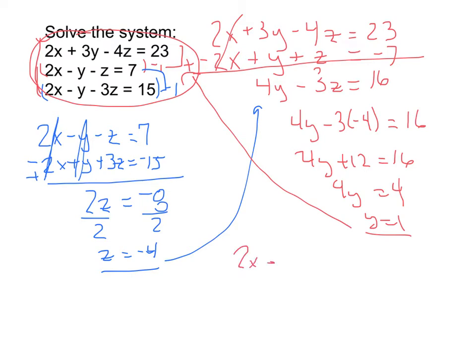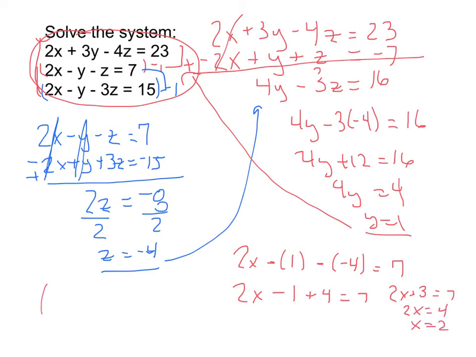Alright, so it's 2x minus 1 minus -4 equals 7. 2x minus 1 plus 4 equals 7. That means 2x plus 3 equals 7. 2x equals 4. x equals 2. So now instead of writing an ordered pair, my solution set is written as an ordered triple. When x is 2, y is 1, z is -4, the system has a common point. Let's try the next example.